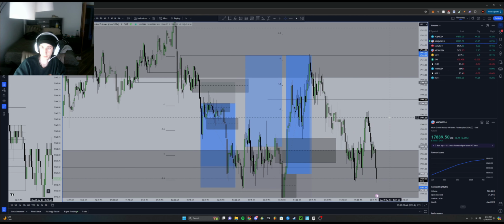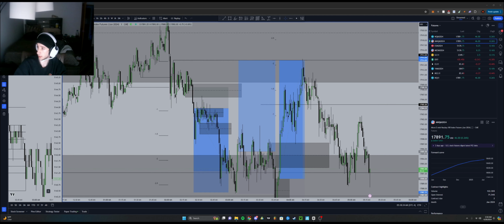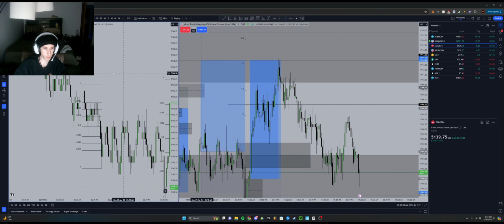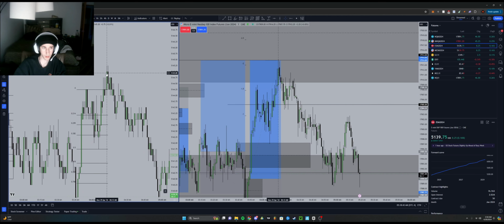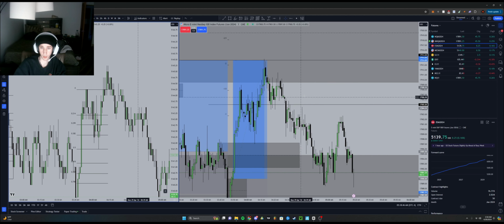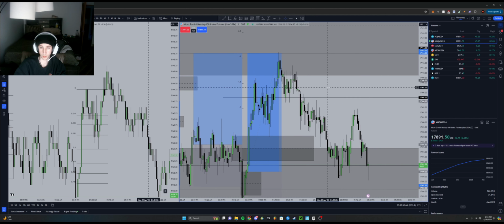The precision is crazy, man. I love the precision. So yeah, look for SMTs. Let's see, do we have an SMT? No SMT, but basically I'm just looking for displacement. I'm looking at different PD arrays, right?